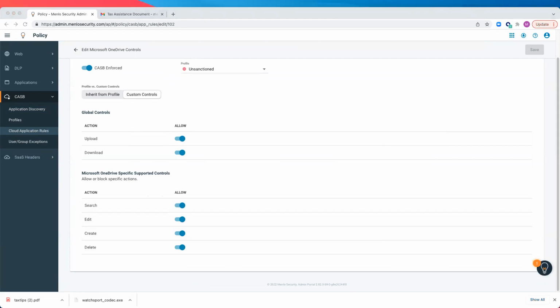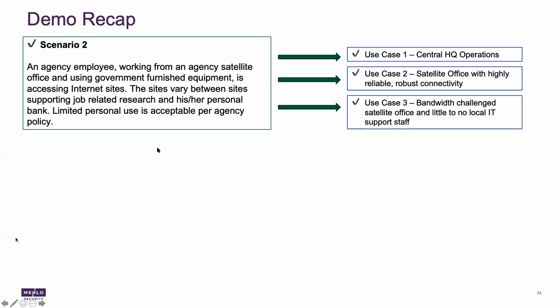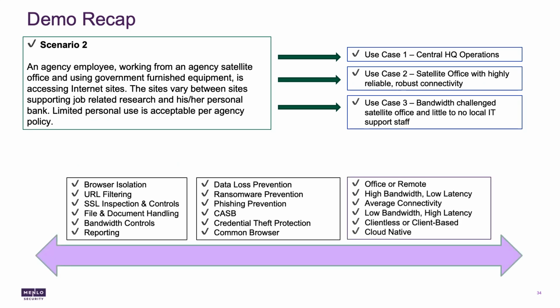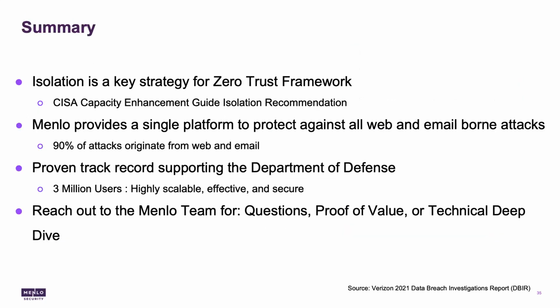So with that, let me recap what I've covered here today. Again, the focus was on scenario 2, across use cases 1, 2, and 3. Along the way, I've highlighted a variety of capabilities that are used to not only meet the requirements in scenario 2 and those use cases, but exceed them, providing further security and extending that protection no matter where that user is operating. The bottom line here is that through isolation, we absolutely check that box associated with zero trust.